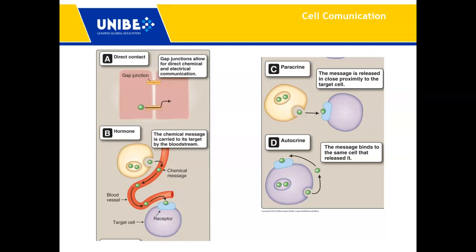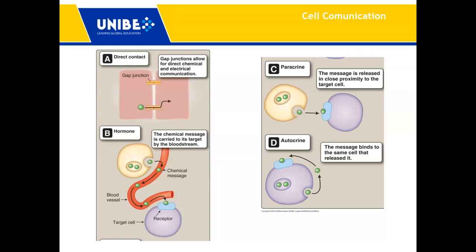So yes, we talked about direct communication, which are the different junctions: gap junctions, tight junctions, and adherens junctions. But we also have endocrine movement, or hormone, where a cell produces a substance, a chemical messenger, a ligand, that will go into the bloodstream until eventually it reaches a target cell to have an action.